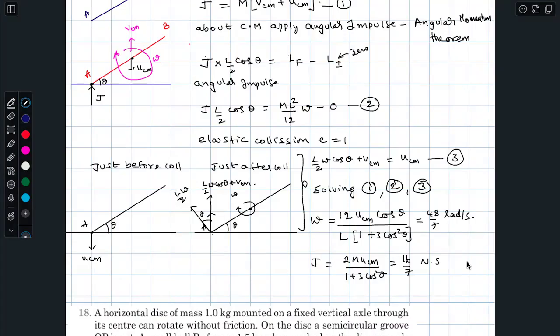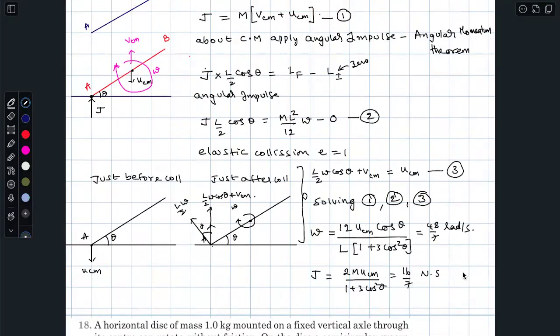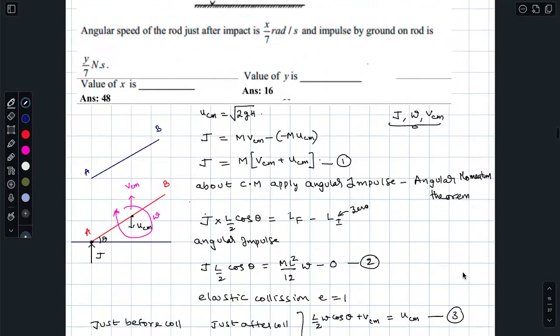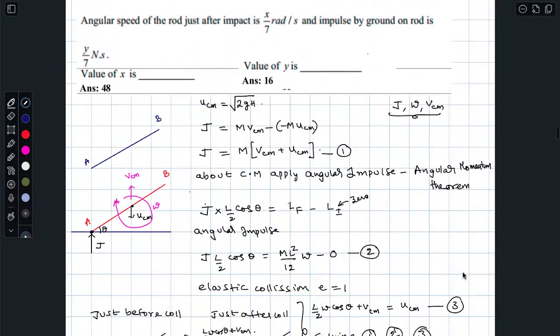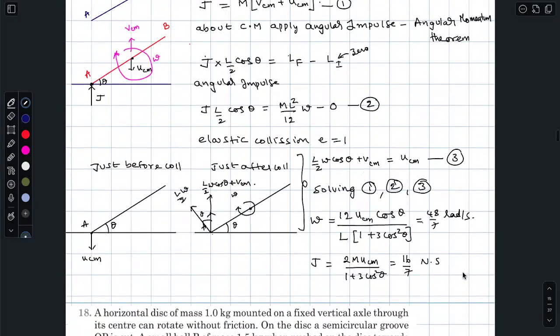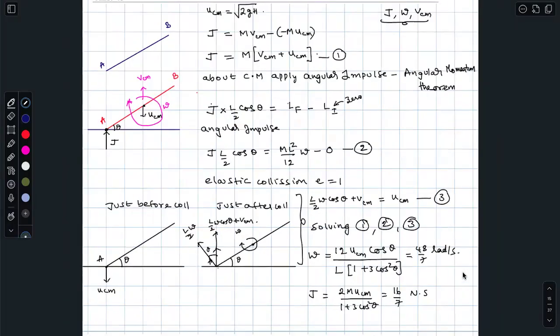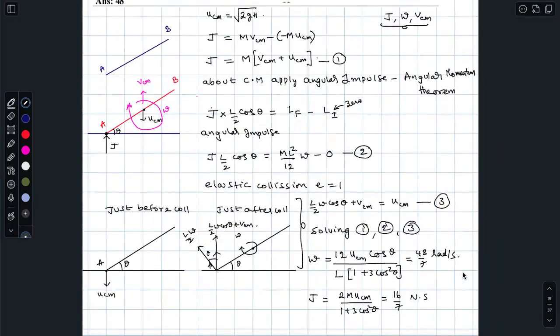Okay? Are you convinced? The nature of the problem is very simple. Please try to understand. They have actually asked x by 7, y by 7. Obviously, x is 48, y is 16. I got the same. Any doubts in this, boys and girls? Are we clear? Are you sure that you could do these problems? Right. Next. So I'm moving on to the next question.